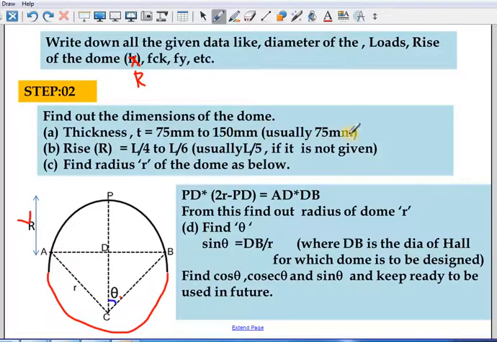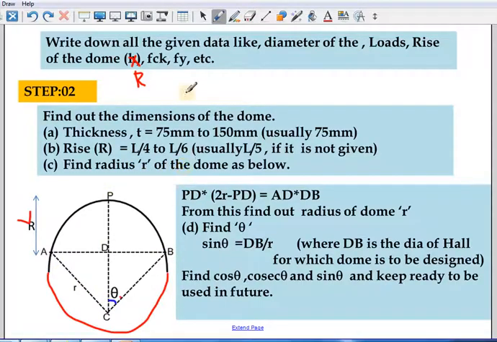Then the rise of the dome, R. If it is given in the question, you take it as it is. Otherwise, take L by 5. Normally it is L by 4 to L by 6. L means the span of the room, not the radius. Find out the radius of the dome.